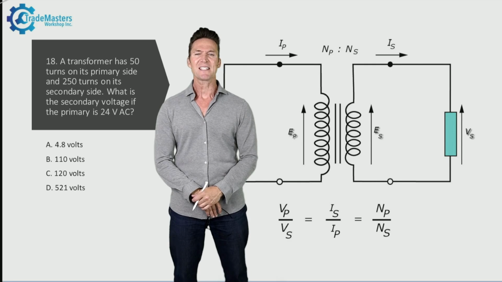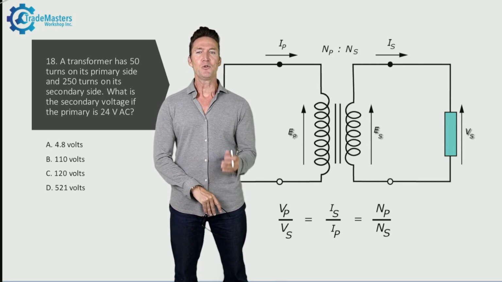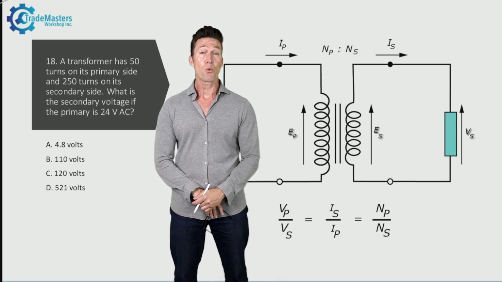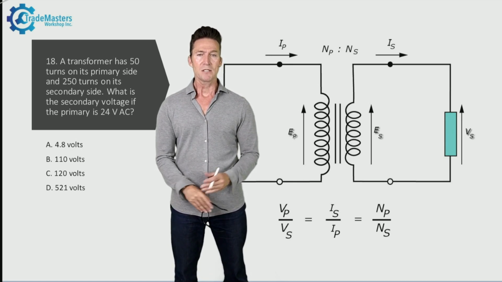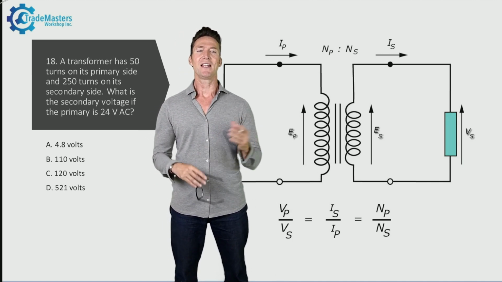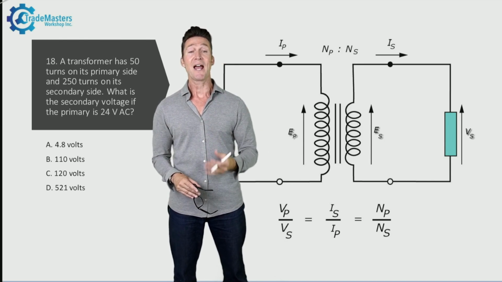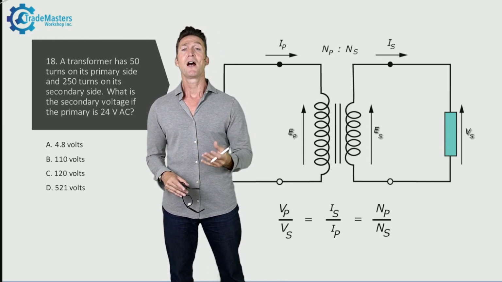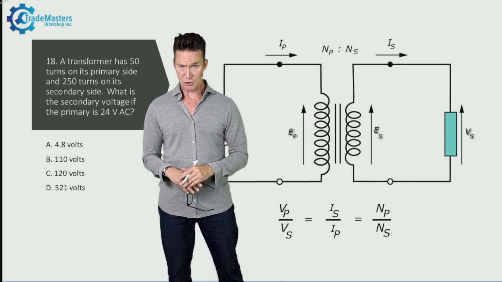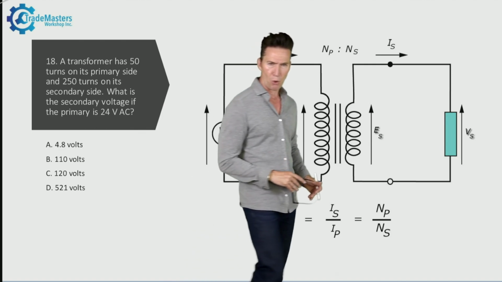And the question is asking, what's the secondary voltage? Can you calculate that if you know the primary voltage is 24 volts AC? So there's only a few equations you need to memorize to understand the relationship between volts, current or amps, and the number of turns or loops on the primary and secondary winding of a transformer. And they're shown down here on my bottom right. Let's take a look more closely.